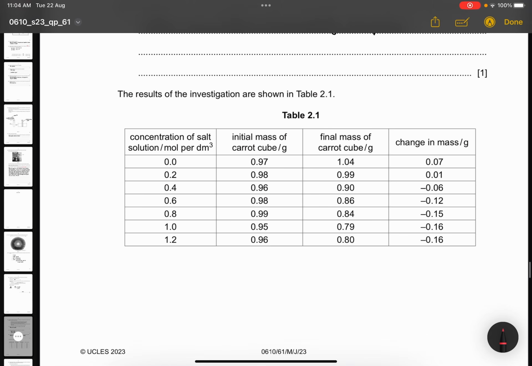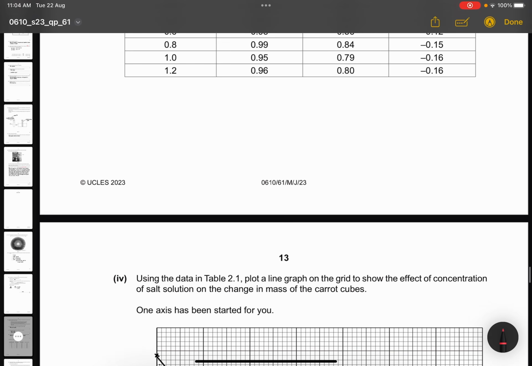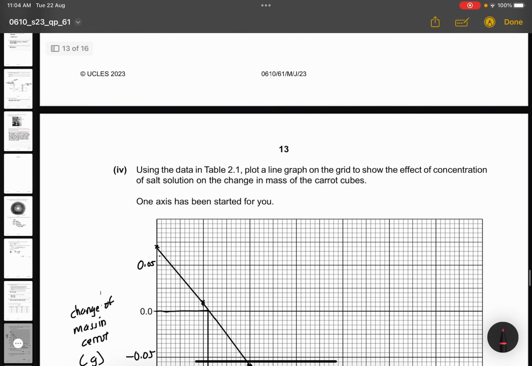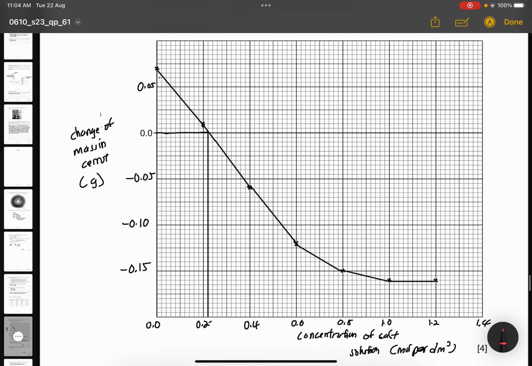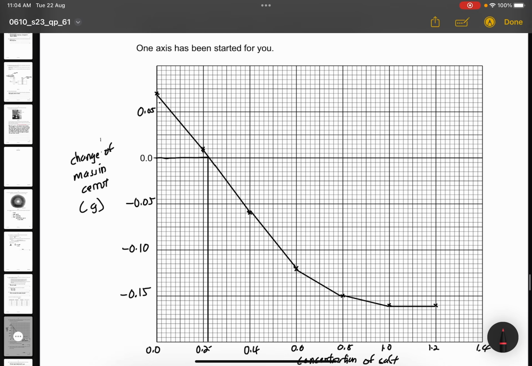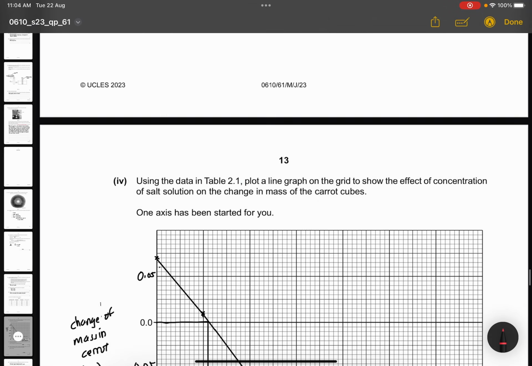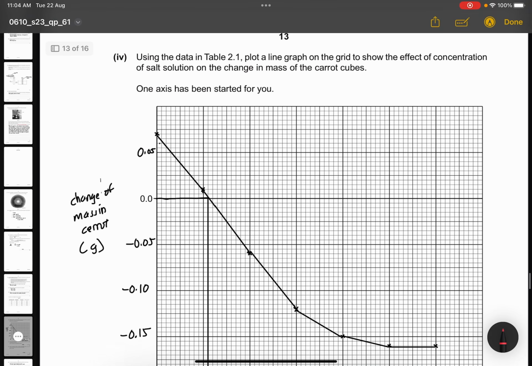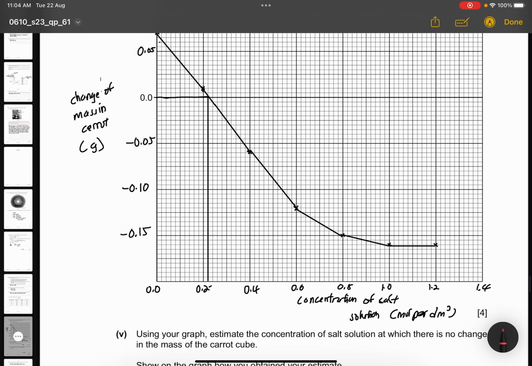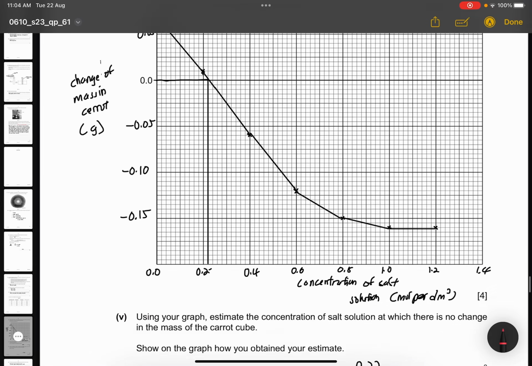Okay, now they say the results of the investigation are shown in table 2.1. This is definitely a graph question. So part 4, using the data in table 2.1, plot a line graph on the grid to show the effect of concentration of the salt solution on the change of mass of the carrot cubes. One axis has been done for you. So you just basically have to plot your data for the concentration of salt and the change in mass, and make sure your units are written down. And just draw the graph. You can pause the video to have a look at it.